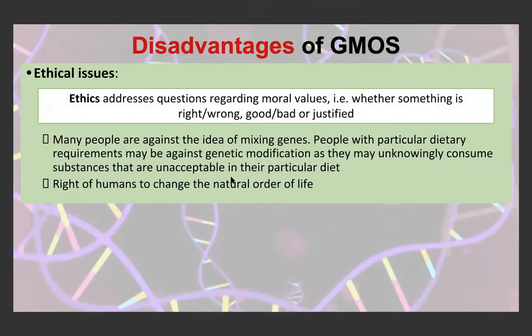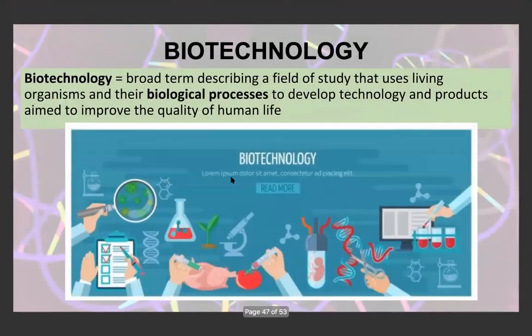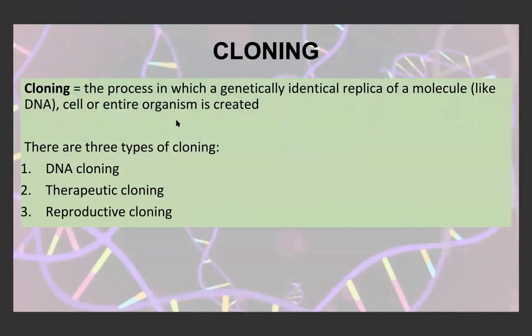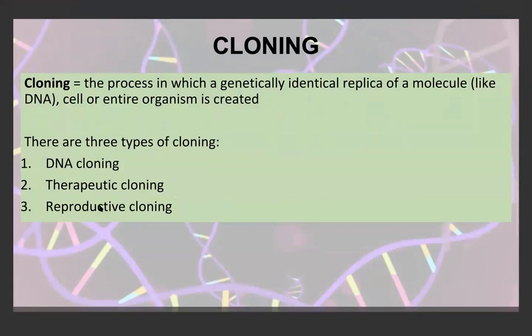So then if we just look at biotechnology, this is a broad term describing a field of study that uses living organisms and their biological processes to develop technology and products aimed to improve the quality of human life. So cloning is the process in which a genetically identical replica of a molecule, like DNA, or a cell, or an entire organism is created. There are three types of cloning: DNA cloning, therapeutic cloning, and reproductive cloning.